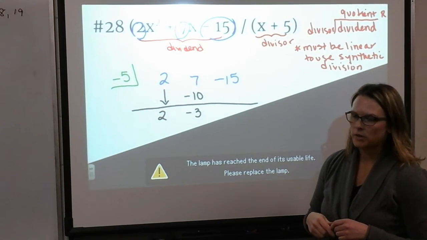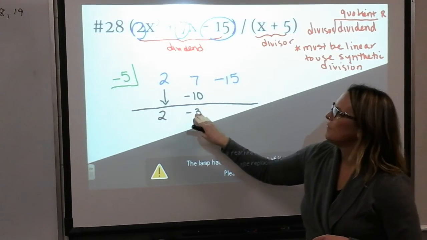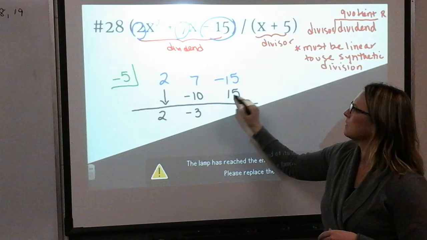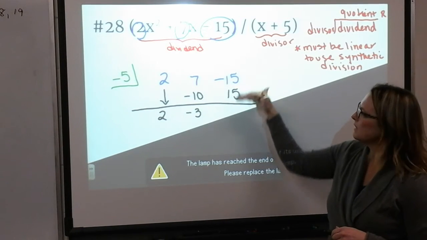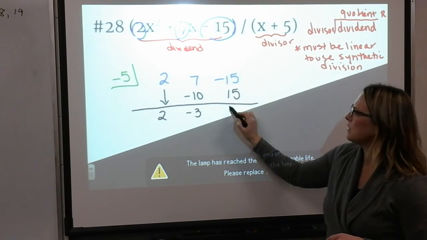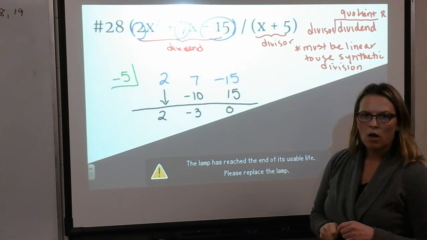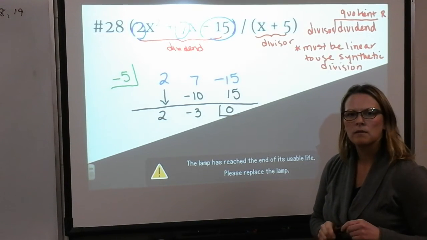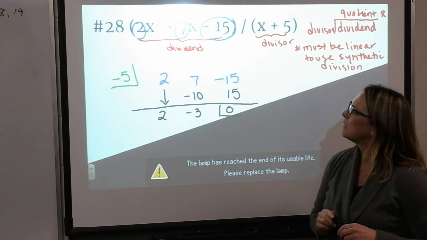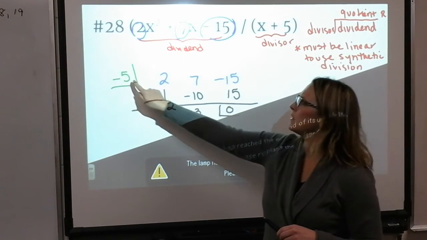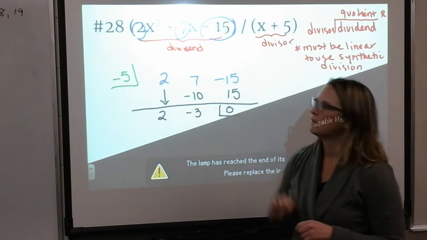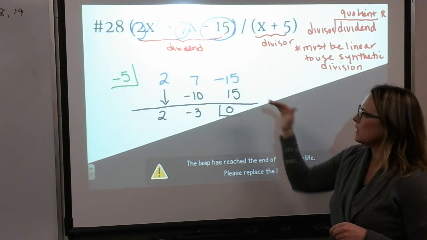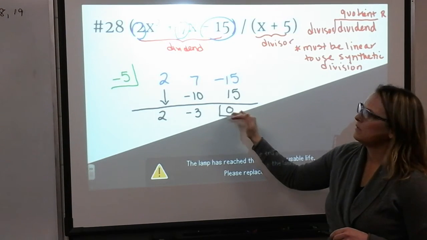And then you do that all over again. So now whatever I had times my root, so negative 3 times negative 5 is 15. And then I add negative 15 plus 15 is 0. Always what happens is this is your remainder. Yeah, Sophia? Where did you get the negative 10? 2 times negative 5 is negative 10.